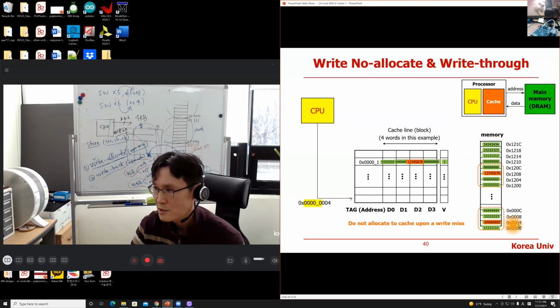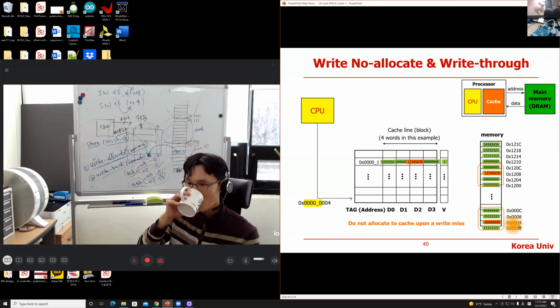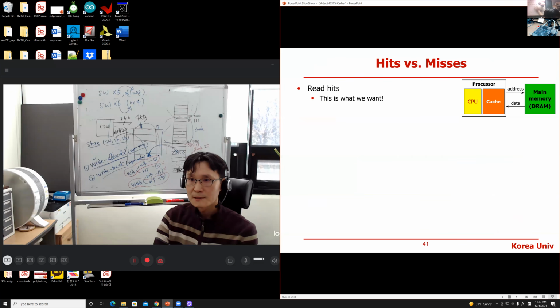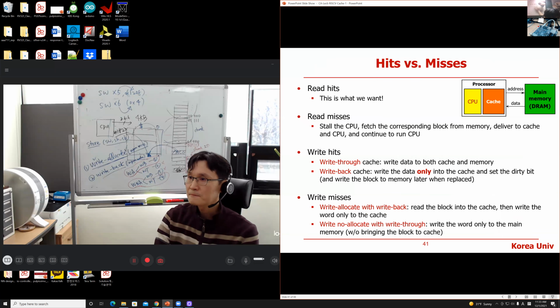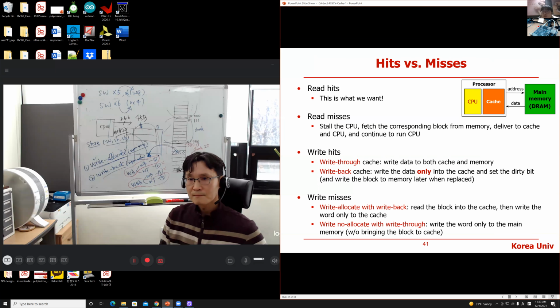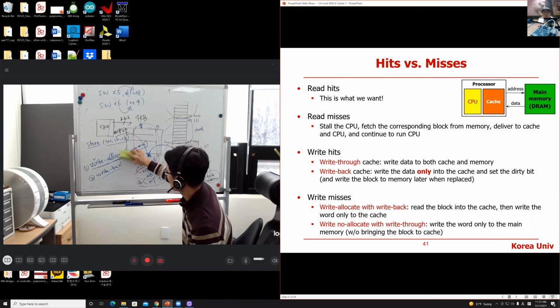Does it make sense? Any question? Okay, let's move on. Okay, this one. Eugene? Read hits. This is what we want. Read misses. Stall the CPU, fetch the corresponding block from memory, deliver it to cache and CPU, and continue to run CPU. Okay, please stop there. Let me explain first.